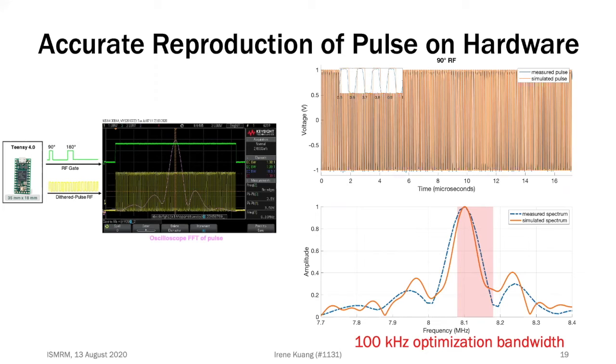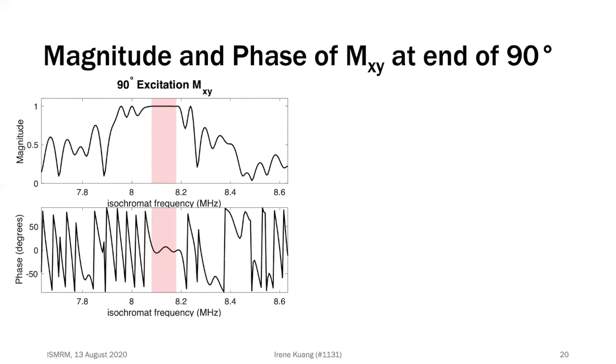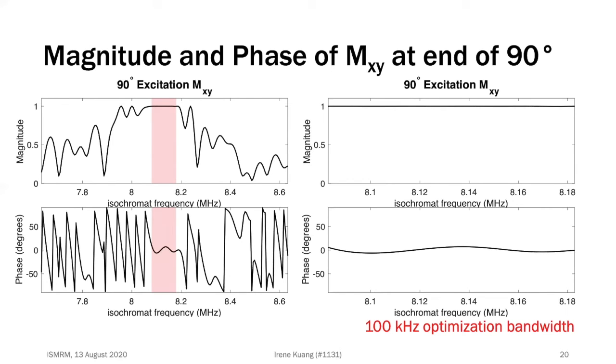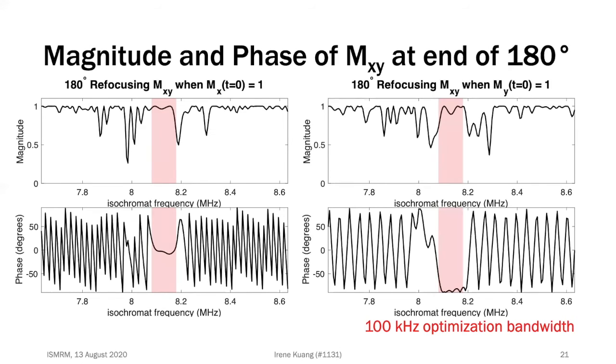As highlighted in red, the amplitude of the Fourier transform frequency spectrum varies over the 100 kHz optimized bandwidth. However, to get a better sense of the performance of the pulse, we looked at the magnitude and phase of the XY magnetization vectors versus isochromat frequency at the end of this 90-degree pulse. Zooming into the target optimization bandwidth, we can see that there is nearly constant excitation and small phase variation across the 100 kHz.